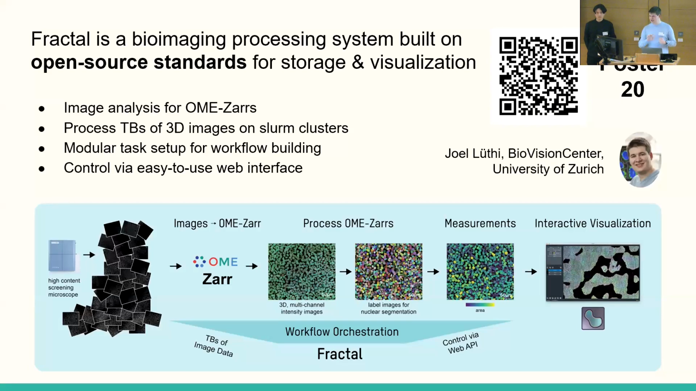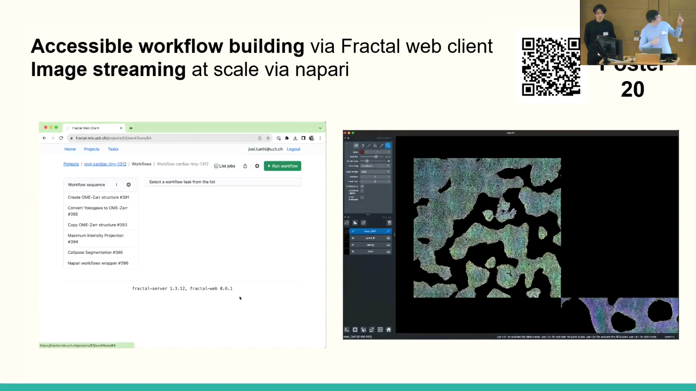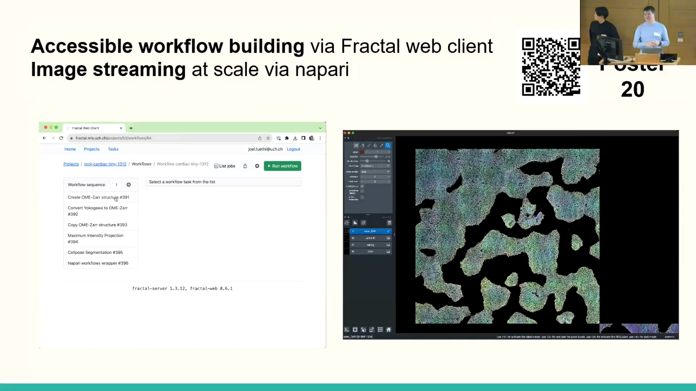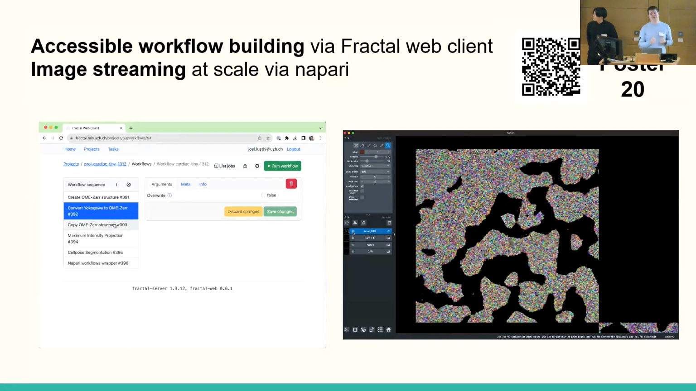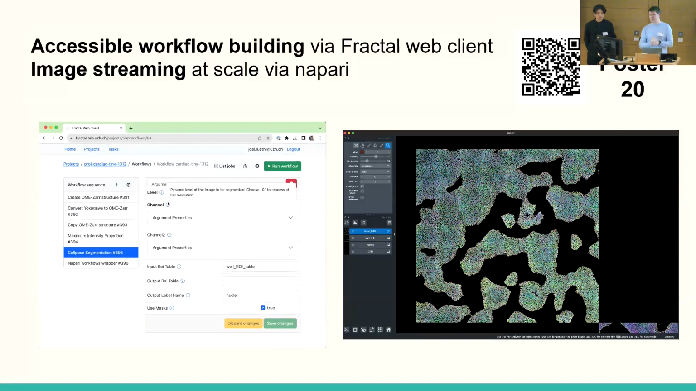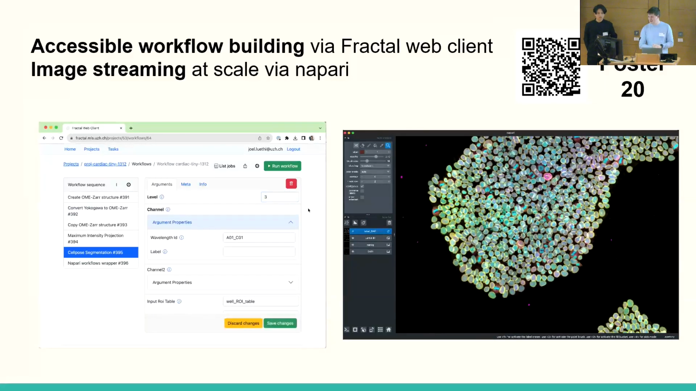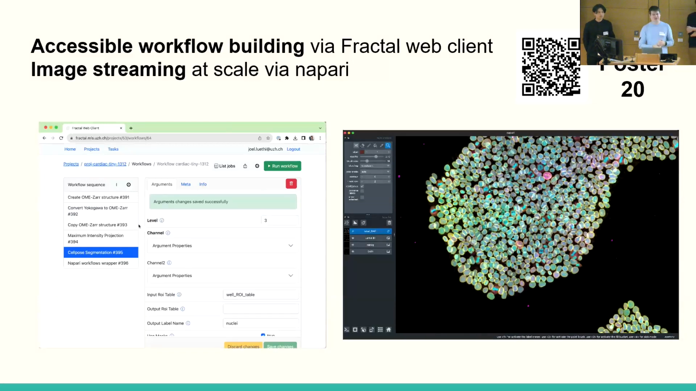The thing I can show you at the poster are movies. So here are two movies. On the left, you see our web interface that makes it easy for people to add tasks to a workflow, build up what they want to process, change the parameters, and submit it to a Slurm cluster. And on the right, you see us browsing big OME-Zarr files in Napari.